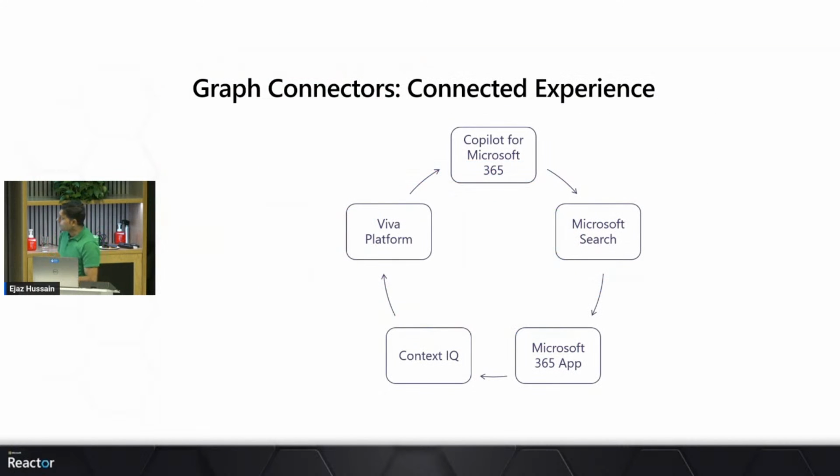So what are the connected experiences? Once your data is in the index and Copilot is aware of it, you can access it through Copilot 365 chat, Microsoft Search, and 365 apps like Word, Excel, Outlook, and Teams, the Viva platform, and you will also have your context IQ as well. So all these experiences are available once the data is in there.